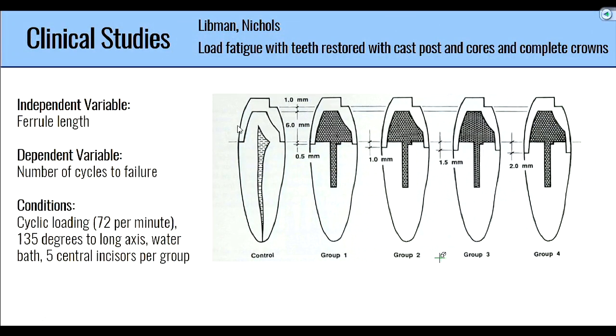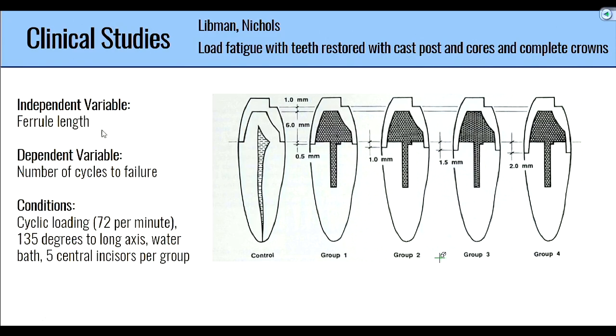What they did is they had 5 groups of teeth, one of them being the control that had no endodontic therapy. The others had a cast post core system with a crown cemented, and they varied the height of the axial wall of the natural tooth. The axial wall height of the whole complex is the same, but the amount of natural tooth structure remaining, or the ferrule, was varied, from 0.5 to 2 millimeters. We're trying to determine at what point our system would be more favorable or successful.